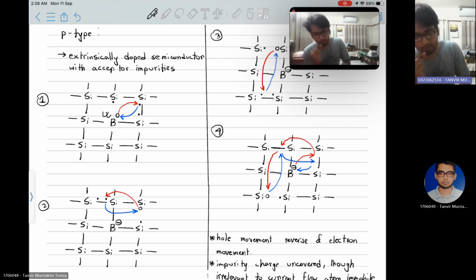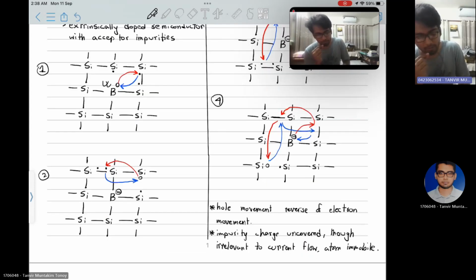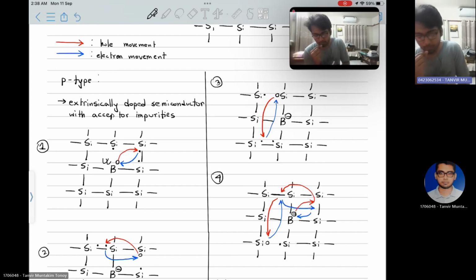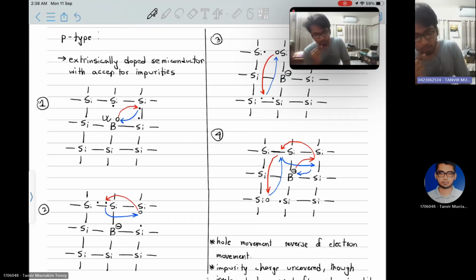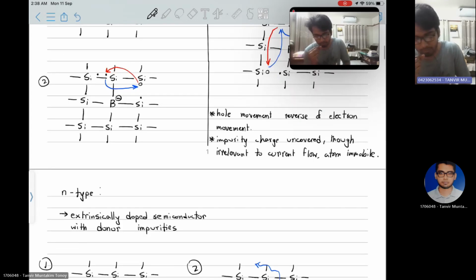As we can see, with the red arrows, the hole travels from the boron to another silicon bond in number 2, and to another silicon bond in number 3. And we see that the hole movement direction with the red arrow is opposite to the electron movement direction with the blue arrow. In the fourth picture, I've summarized how the electron has moved from the lower left to the upper right, back to the boron, whereas the hole has moved from the boron to the upper right, to the upper left, to the lower left.